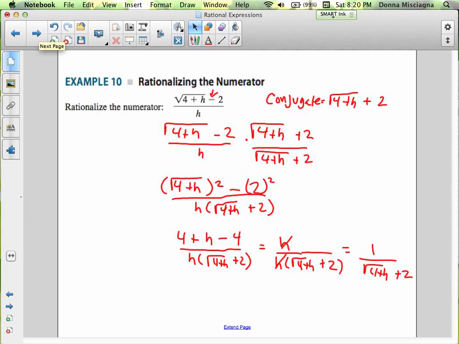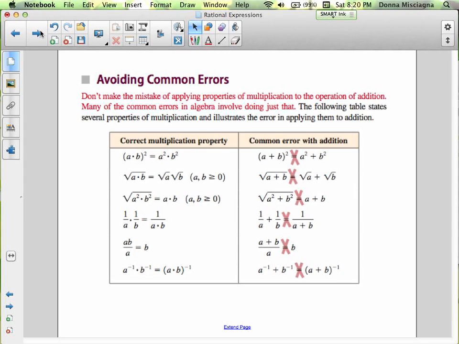So now we've rationalized the numerator, and you'll see where this will come into play next year. All right, so one last thing before we go. Let's look at avoiding common errors.